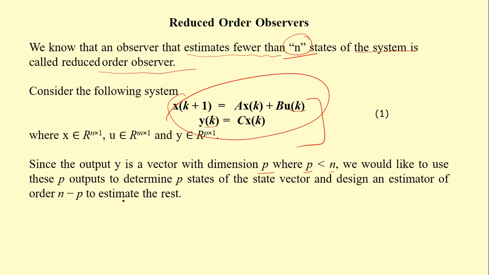So we have to design an estimator which can estimate n minus p states. That means the order of the estimator is n minus p, right? If there are two states of a system and there is only one output, then you can say the estimator's order would be first order, right?